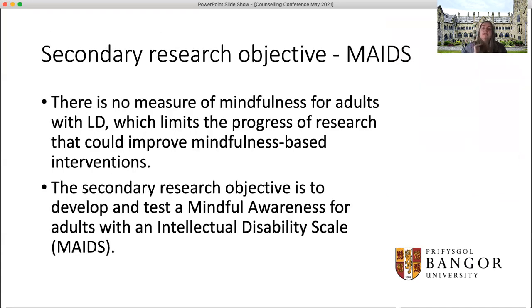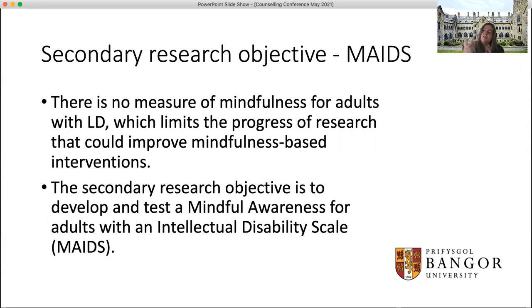So a secondary research objective was a measure of mindfulness. For people with learning disability, we didn't find any questionnaires or any measure of how to measure this construct of mindfulness in this population. And of course, as I've said, one of the difficulties is the cognitive ability you need to look at this abstract construct. So we developed a mindfulness scale specifically for this population.